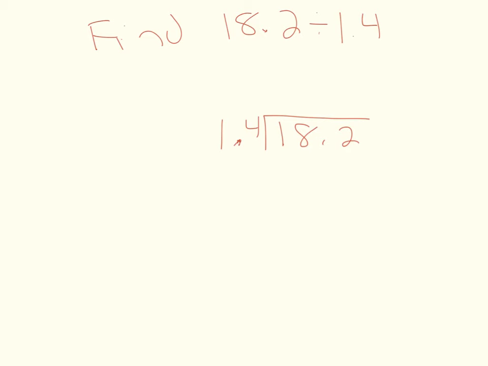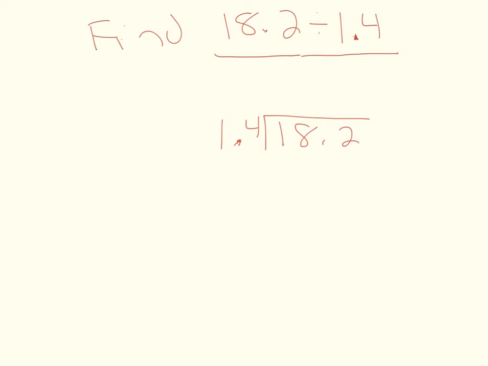Alright, now take a look at this example. We have 18 2/10 divided by 1 4/10. So that's our problem. So 18 2/10, that's going to be our dividend. We stick that inside the house. And then we have 1 4/10 outside as our divisor.